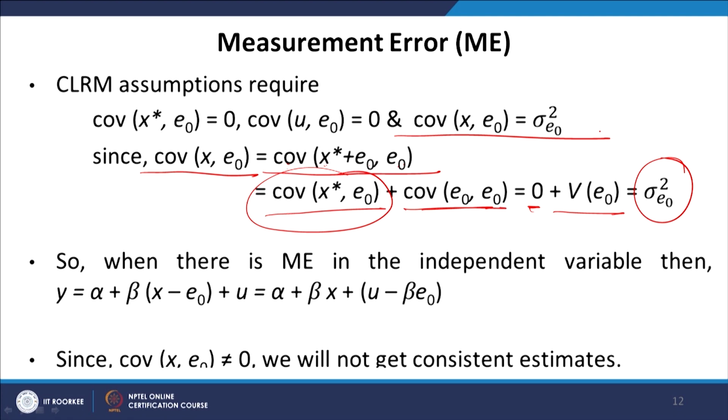So, when there is measurement error in the independent variable, this is how our model looks like: y equals alpha plus beta x minus epsilon naught plus u, and this is my error term, which is u minus beta epsilon naught. Since covariance of x and epsilon naught is not equal to 0, we will not get consistent estimates.